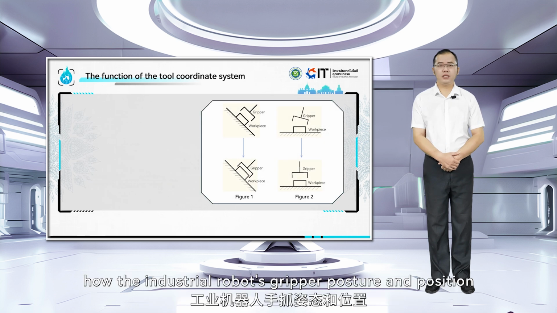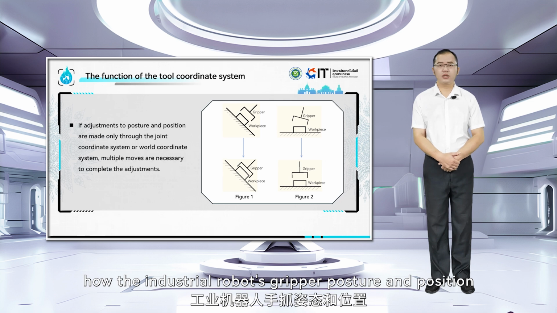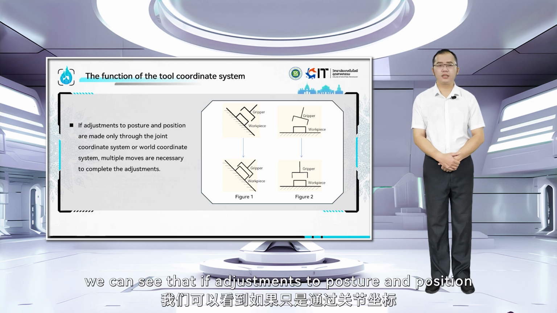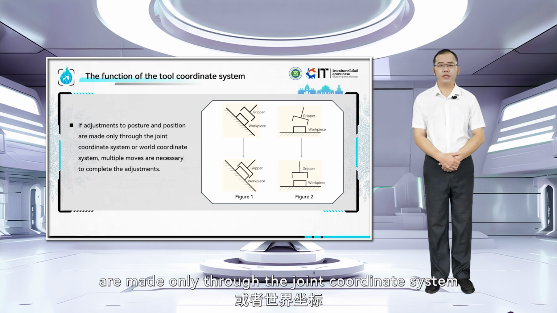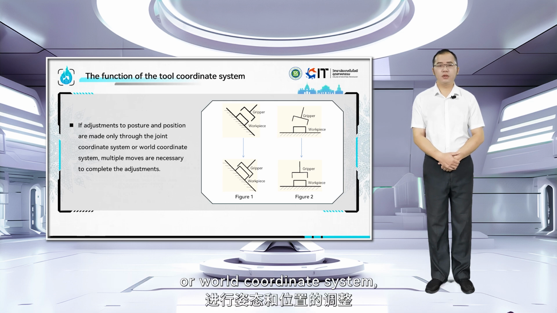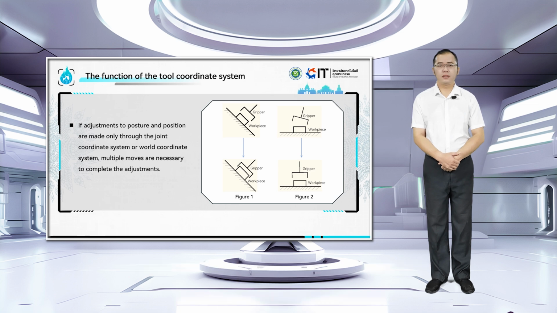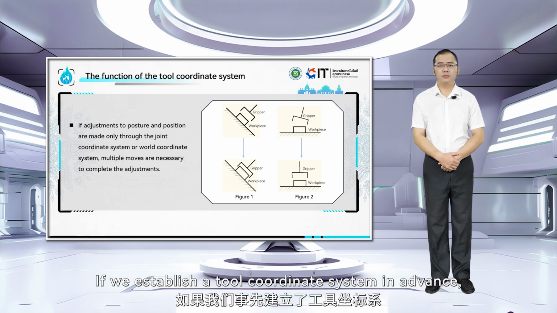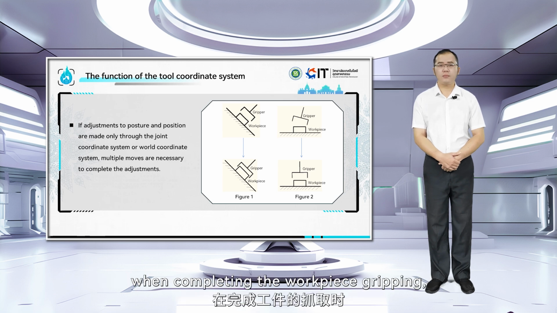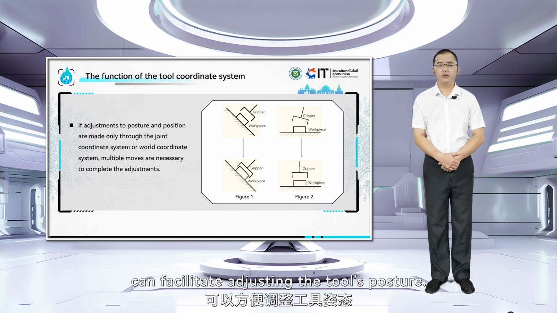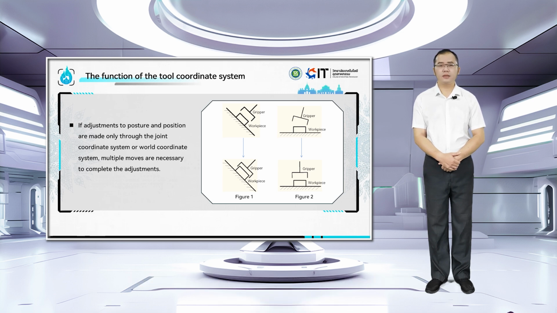We understand how the industrial robot's gripper posture and position are obtained through these two figures. From these two figures, we can see that if adjustments to posture and position are made only through the joint coordinate system or world coordinate system, multiple moves are necessary to complete the adjustments. If we establish a tool coordinate system in advance, when completing the workpiece gripping, determining TCP, i.e., the tool center point, can facilitate adjusting the tool's posture. Determining the tool's feed direction can facilitate adjusting the tool's position.